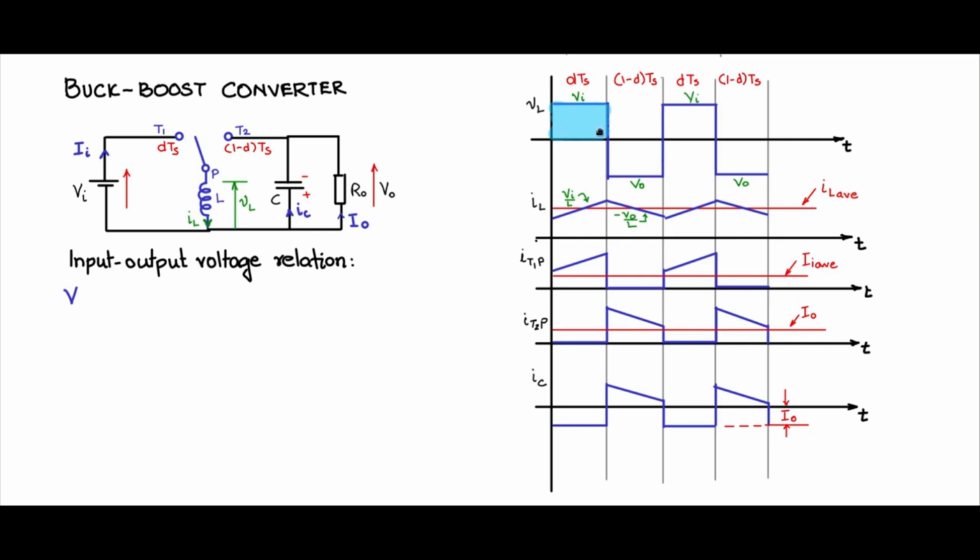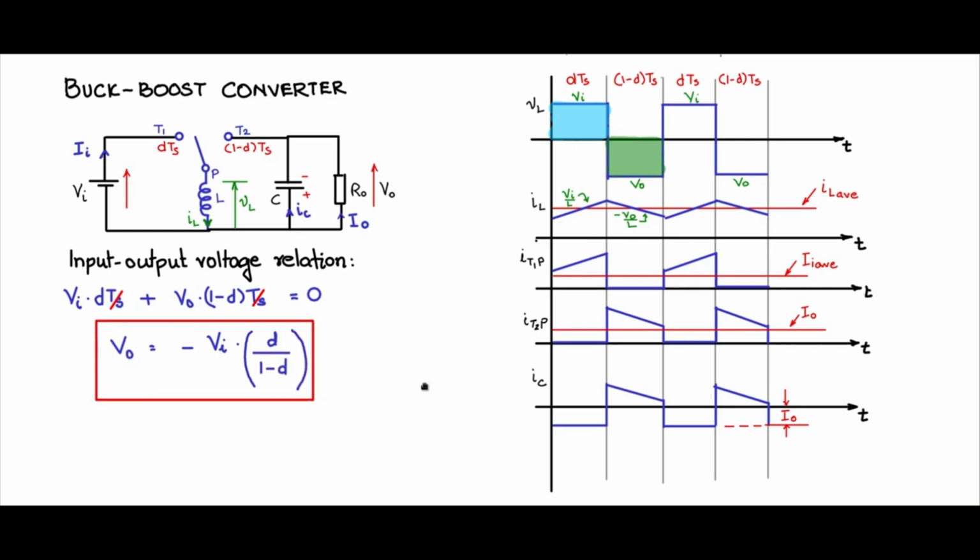So let us consider this area: the volt is Vi, the second is D Ts, plus take this portion of the area during the 1 minus D Ts period, which is V0 into 1 minus D Ts, should be 0. So this is the volt second balance equation. I will remove this variable, and rearranging, you have V0 equal to minus Vi D by 1 minus D. So this is the input output voltage relationship.